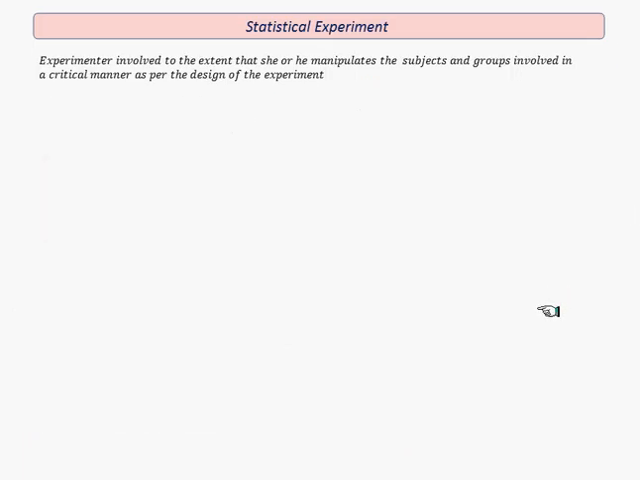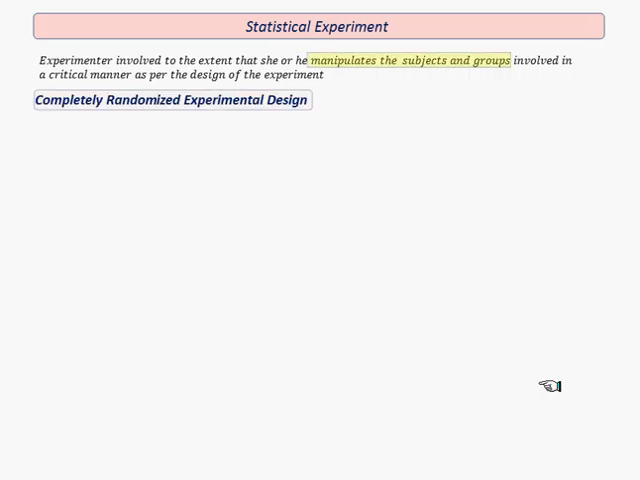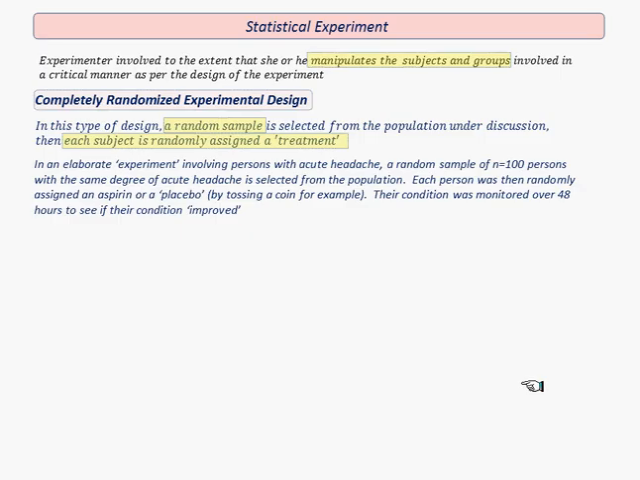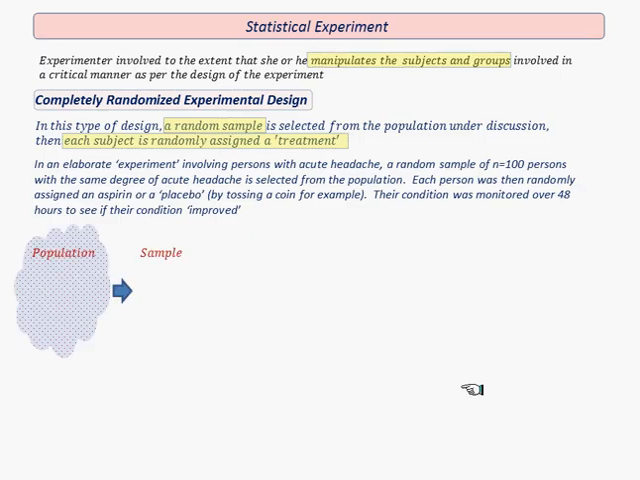Now, an experiment is one in which the individuals, the experimenters, actually manipulate subjects or groups in some way in a critical manner. And there's several types of designs. The complete randomized design, where a random sample is selected from the population, much as you see here, and we're looking at maybe some degree of acute headache.